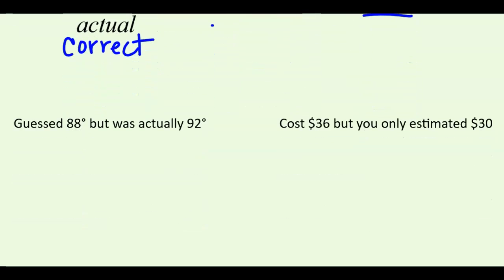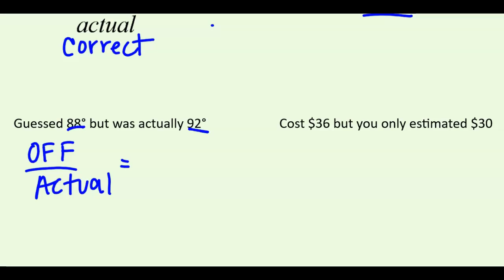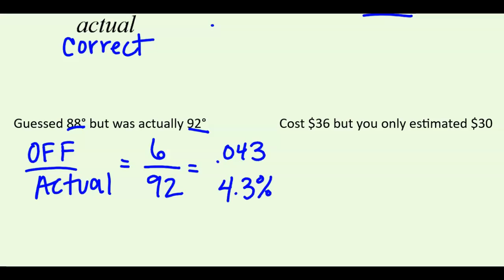You guessed it was 88, but it was actually 92. So I'm going to write my formula. Okay, well, looking at these two numbers, looks like you were off by 6 degrees? The correct number was 92, and if I divide that on my calculator, I get a decimal, or 4.3% error.